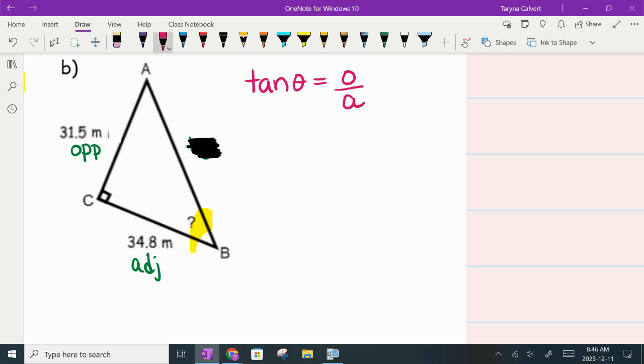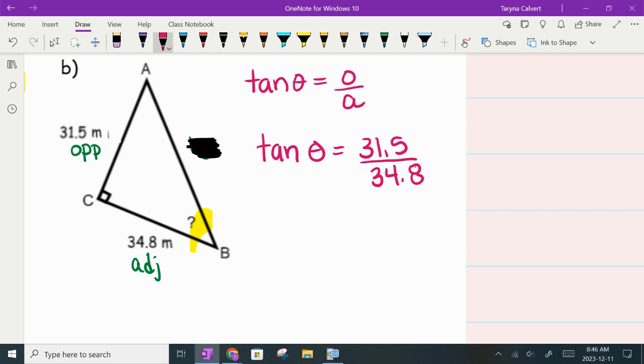I do need to see this though, because I know that tan theta equals opposite over adjacent is on your formula sheet. I need to see you using the formula, putting your numbers into the formula. So that I need to see.